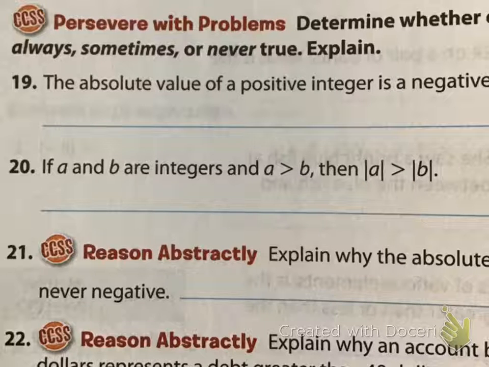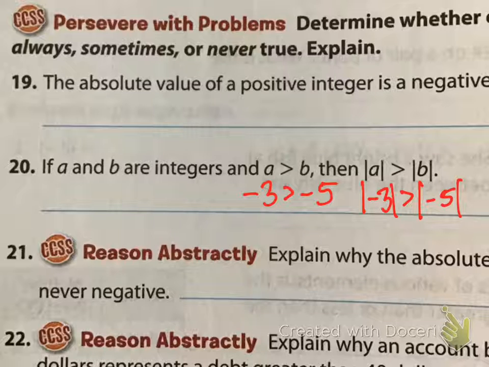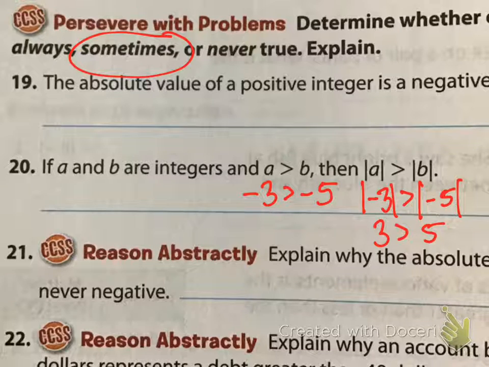Now, I'm going to give you guys a different situation. What if A is negative 3? What could B be? Negative 2. No, negative 2 is not less than negative 3. What could it be, Hannah? Negative 5. Because negative 3 is greater than negative 5. So then let's look. The absolute value of negative 3, the absolute value of negative 5. What's the absolute value of negative 3? 3. What's the absolute value of negative 5? 5. Is 3 greater than 5? No. So, the answer is sometimes.